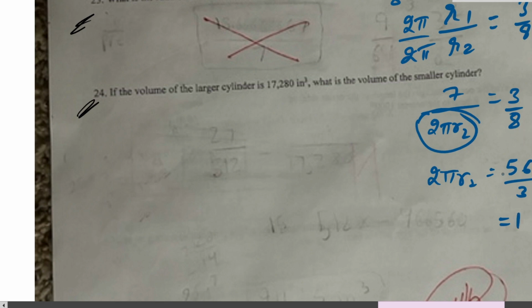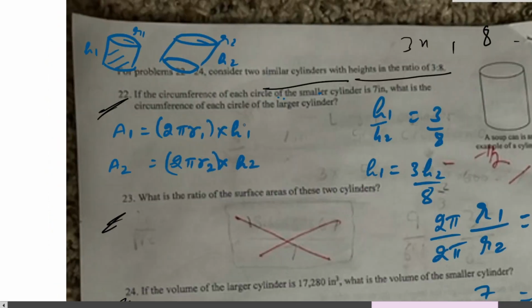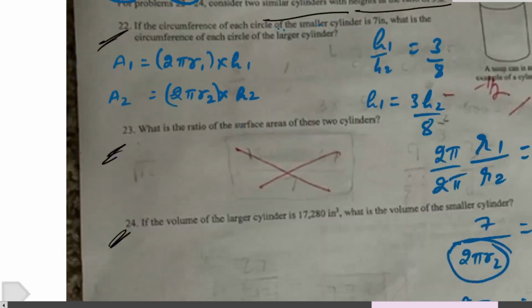which is going to be 3 times 1 is 3, 3 8s are 24, 18.666. 56 over 3 is 18.66. So you can round it also to 18.667. So that will be the perimeter or circumference of each circle of the larger cylinder.